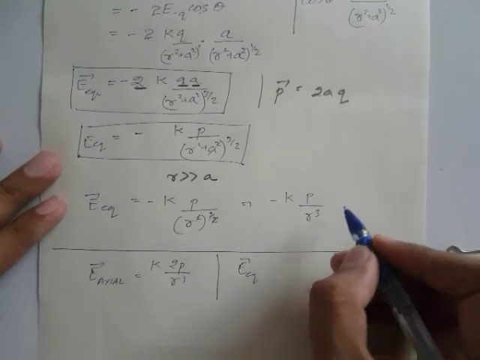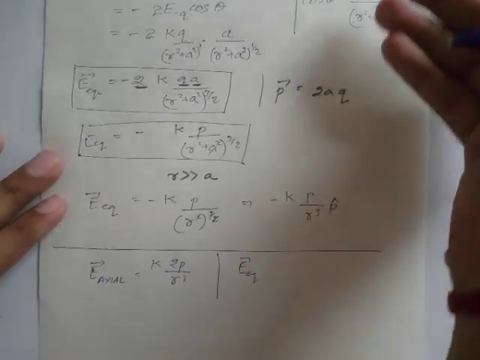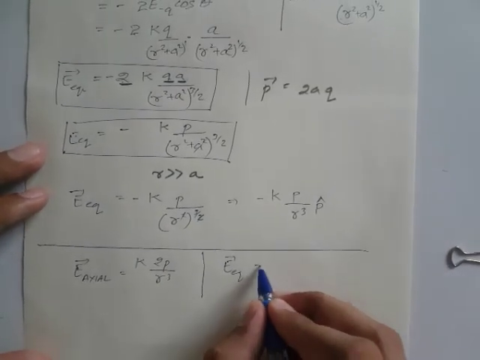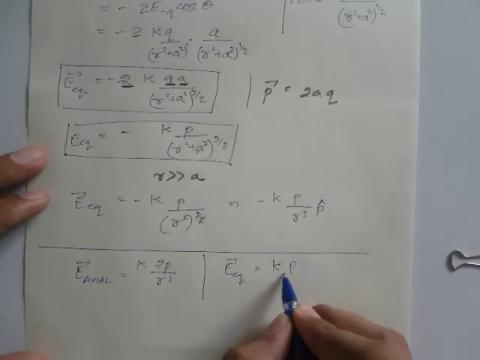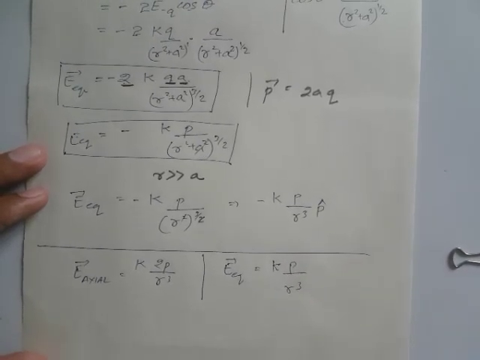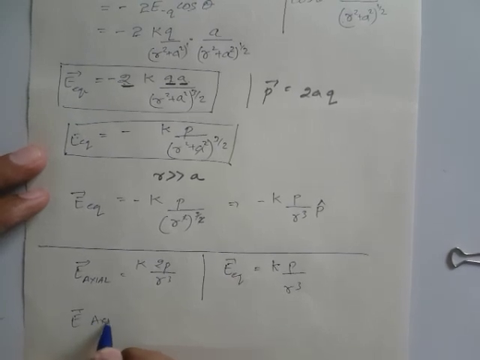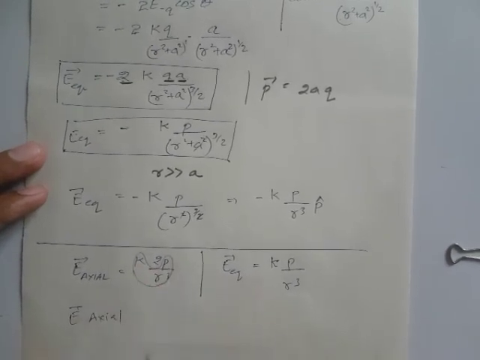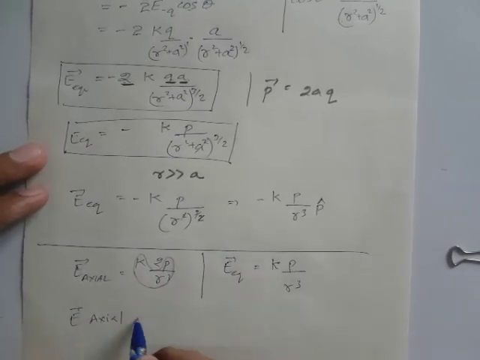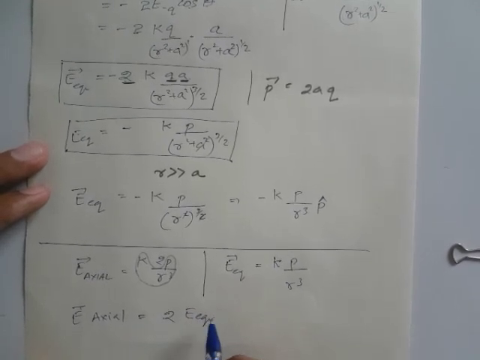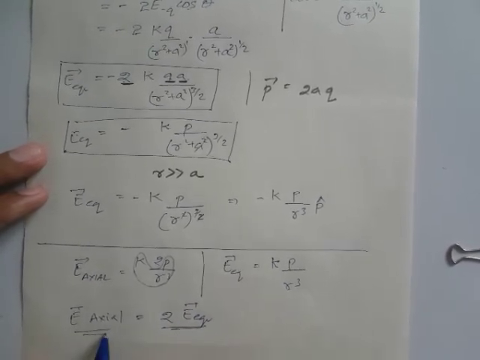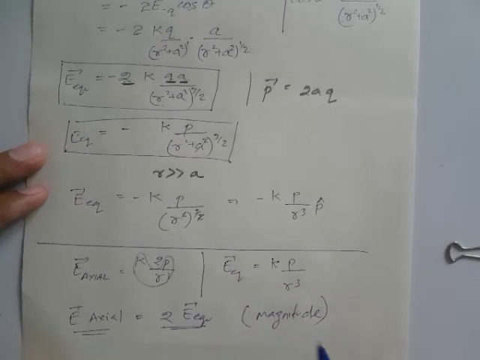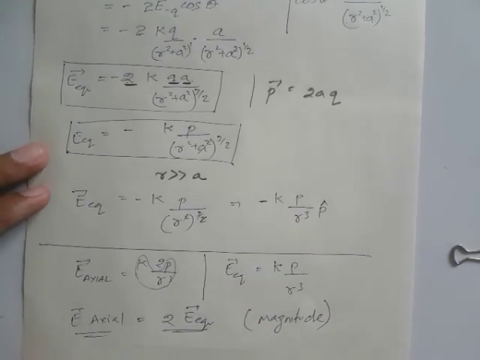In this equatorial, if we consider the direction, it is in the direction of P, that unit vector, and the magnitude equals KP upon R cube. So in this E axial, I can replace this KP upon R cube with respect to E equatorial. So I can write E axial equals 2 E equatorial, twice of this. This is in terms of magnitude, not in terms of direction, because direction is opposite. Okay, thank you.